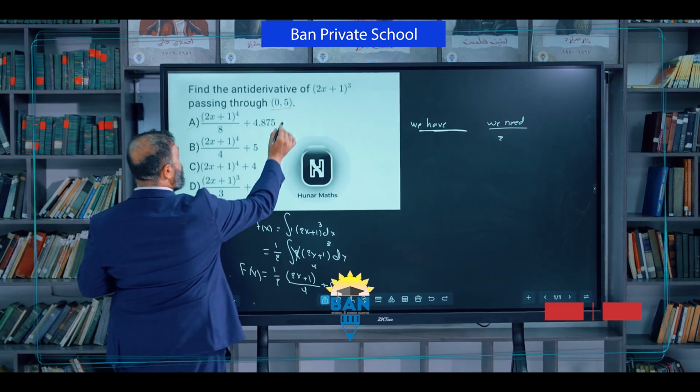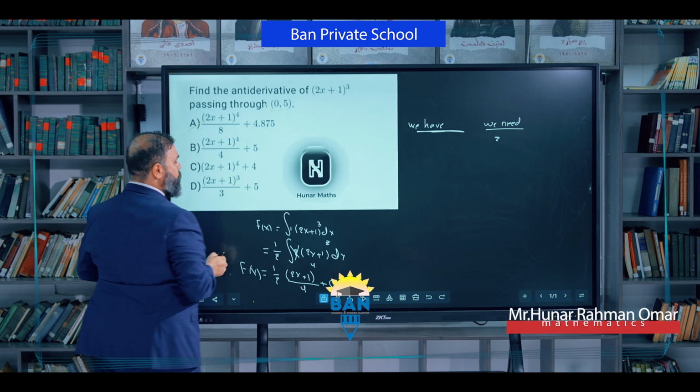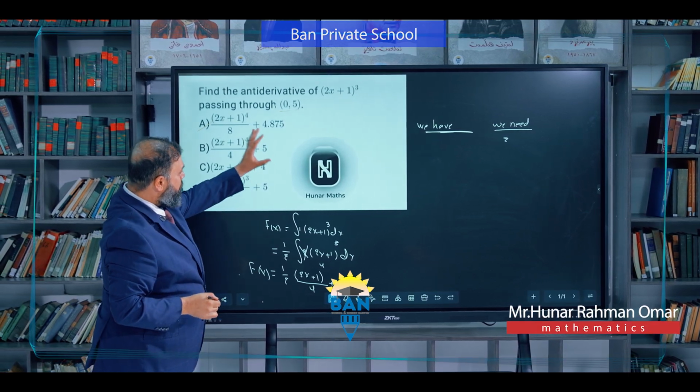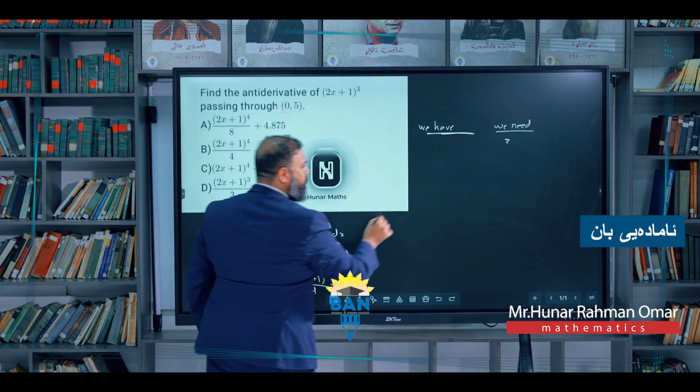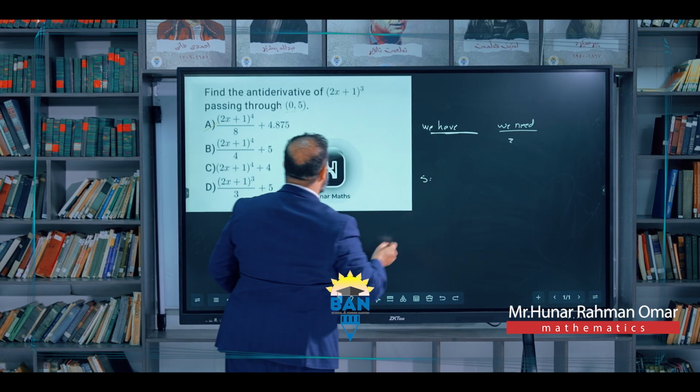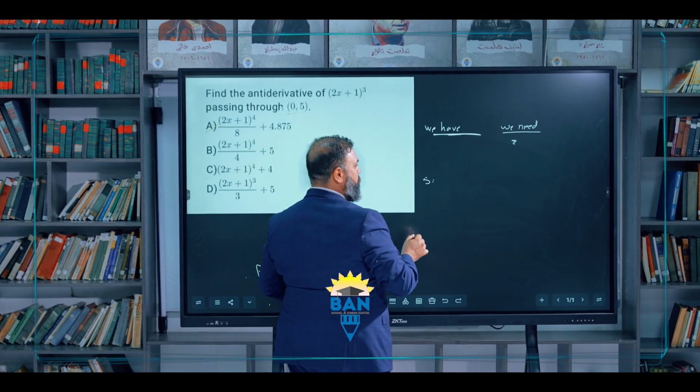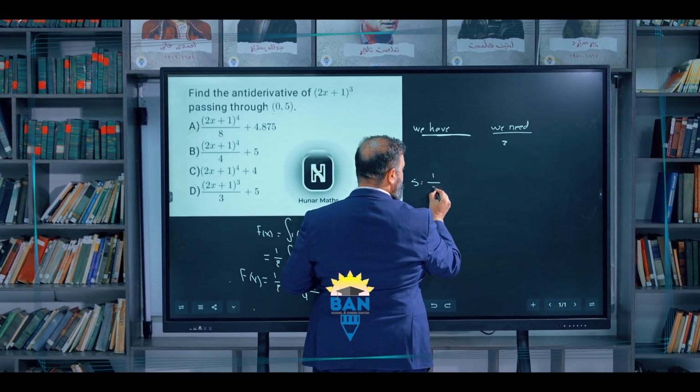Why? Because we have this point, (0, 5). Replace in f of x 5 and in x 0 to find the value of c. The value of c is the constant of integration.